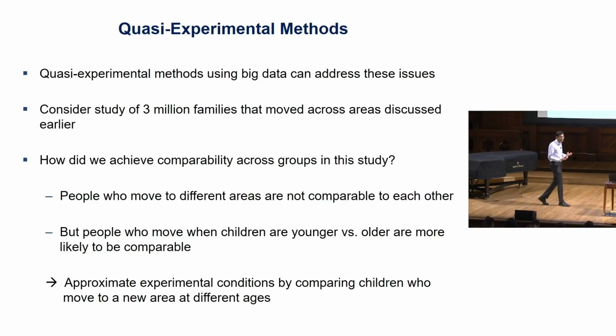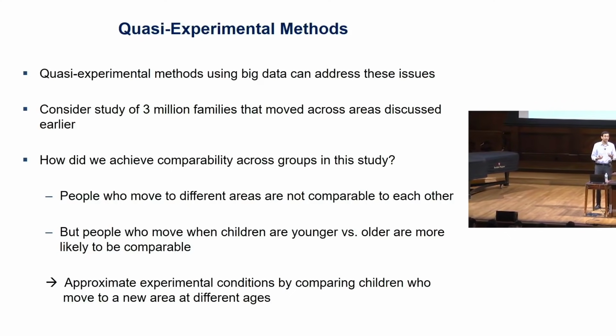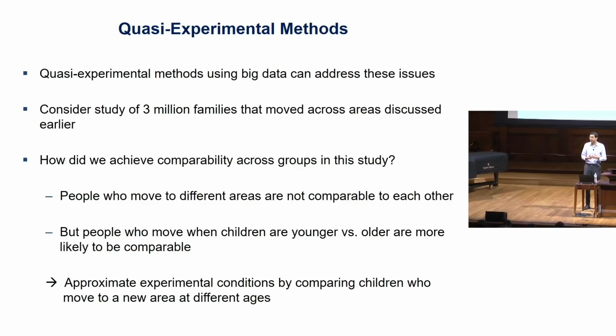Now again, there's no guarantee that that is true. And you'll remember from the last lecture, we did various things to evaluate the plausibility of that assumption. We compared siblings within the same family. We talked about placebo tests using variation across genders and things like that. But the point I want to make here is that the way to think about quasi-experiments is that essentially what we're doing is approximating experimental conditions by comparing children who move to a new area at different ages. So it's the same idea, at a conceptual level, as the experiment.